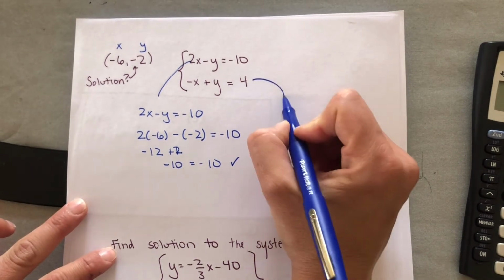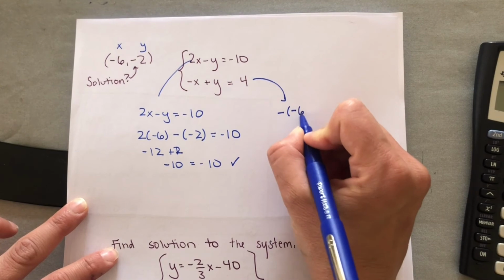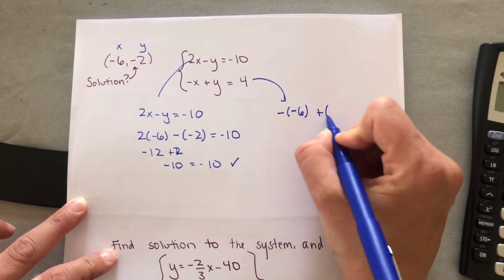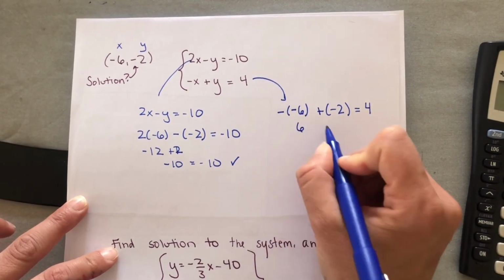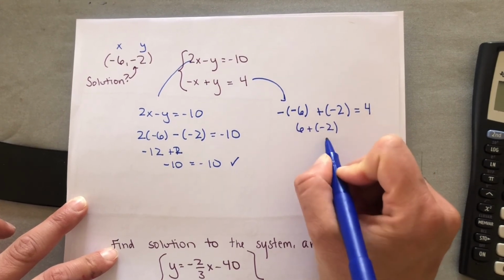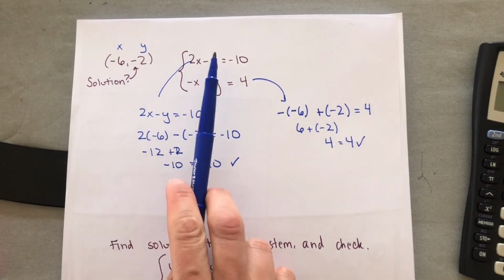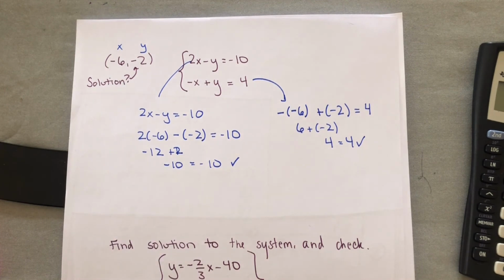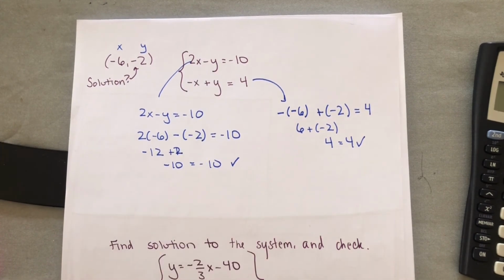Now let's check this one. I have the opposite of -6, sorry, or -6 plus -2, and I want to know if that's equal to 4. That's +6 plus -2, which is equal to 4. So yes, this is a solution to both equations, which means yes, it's also the solution to the whole system of equations because it makes both equations true. This point would be on this line and on that line.